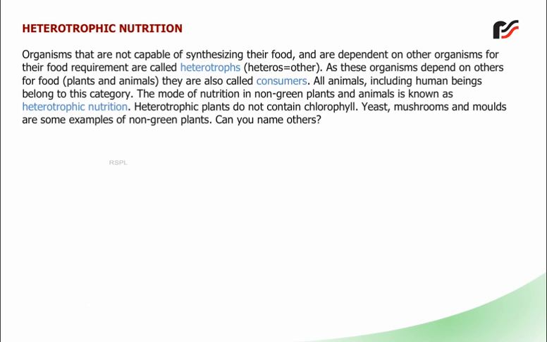All animals, including human beings, belong to this category. The mode of nutrition in non-green plants and animals is known as heterotrophic nutrition. Heterotrophic plants do not contain chlorophyll. Yeast, mushrooms, and molds are some examples of non-green plants.